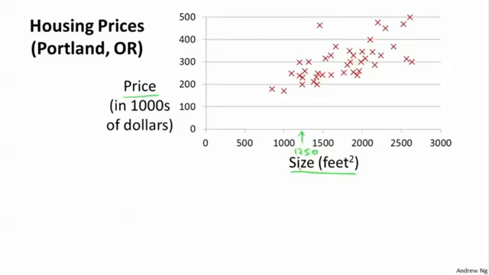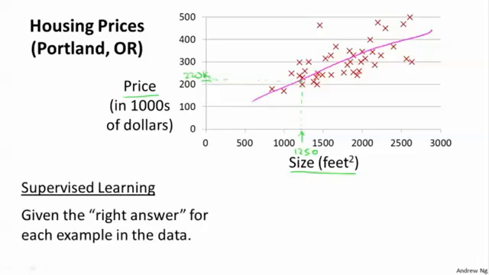Well, one thing you could do is fit a model, maybe fit a straight line to this data. That might look something like that. And based on that, maybe you could tell your friend that they can maybe sell the house for around $220,000. So this is an example of a supervised learning algorithm, and it's supervised learning because we're given the "right answer" for each of our examples. Namely, we're told what was the actual price that each of the houses in our data set was sold for.